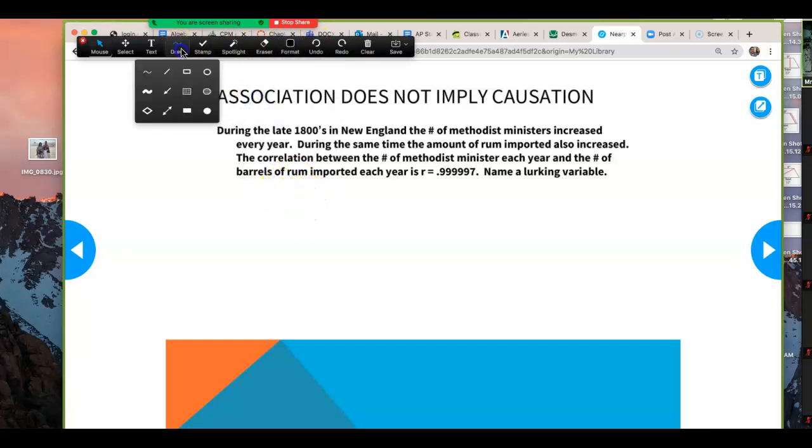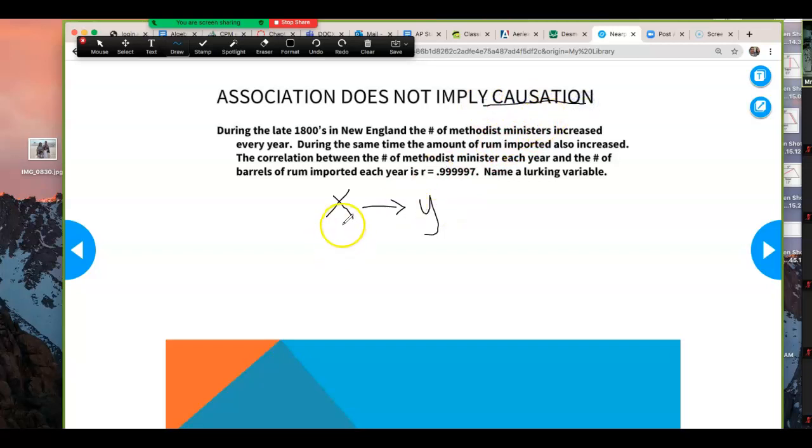So we think that X causes Y. The number of ministers is X, and it causes the amount of rum imported. But that's called causation. X does not cause Y, even though R is high, we probably have a really good scatter plot. We have a linear relationship. We look at the residual plot. Oh, there's good scatter. We do all these things, but we got to think logically about data.